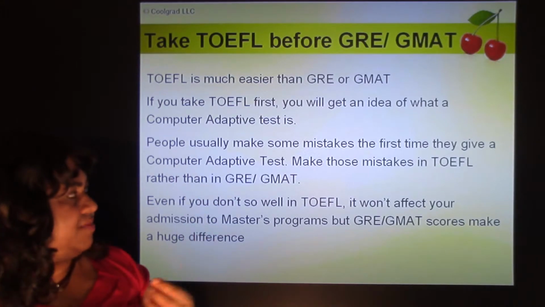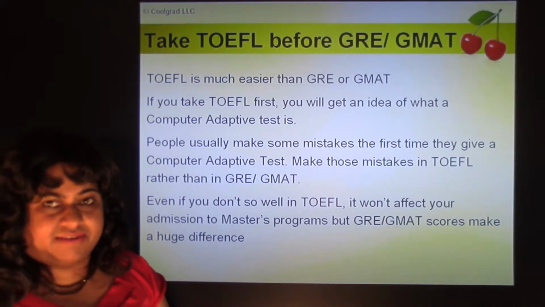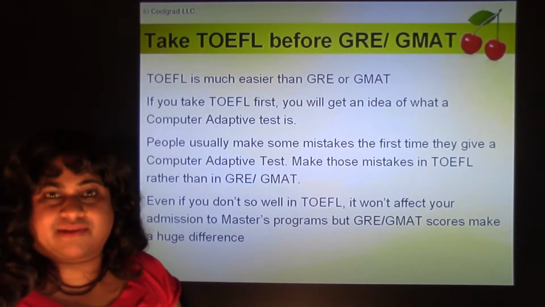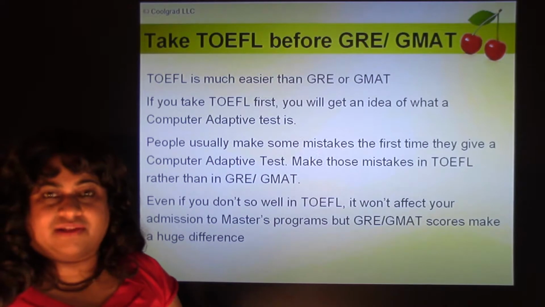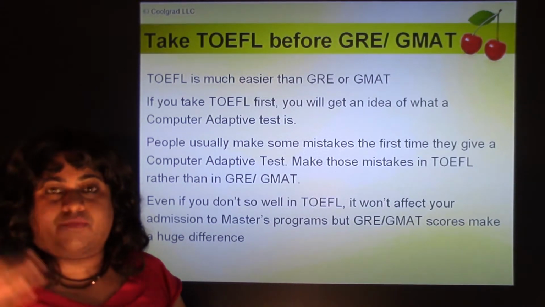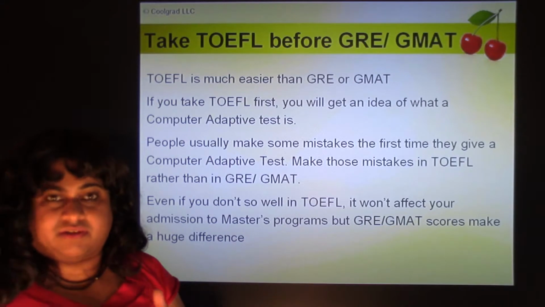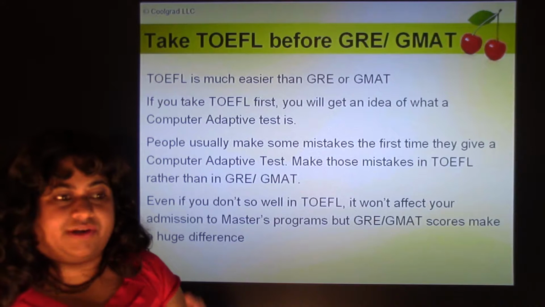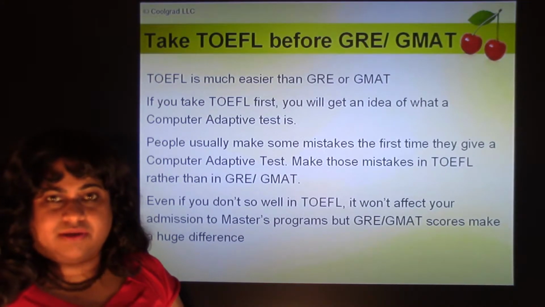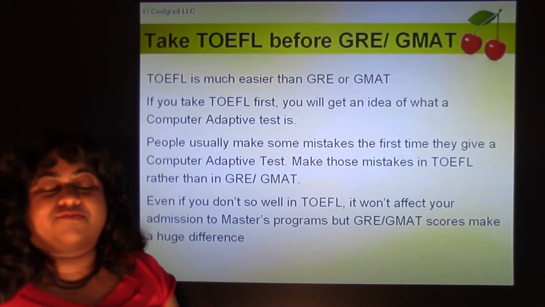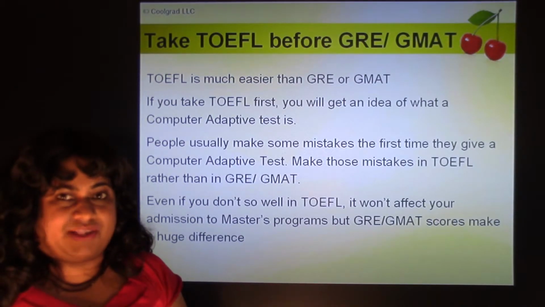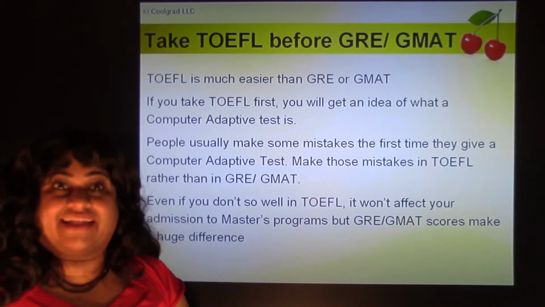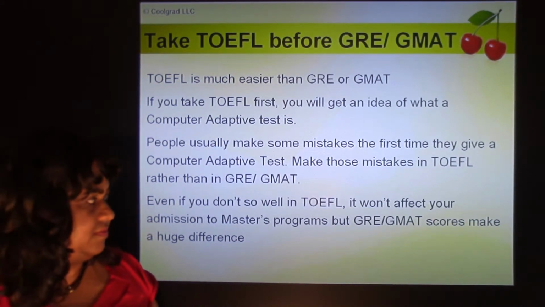People usually make some mistakes the first time they take a computer adaptive test or a computer-based test. They're not used to it, so there's a possibility of making some mistakes. Make those mistakes in the TOEFL. In the TOEFL, even if you don't max it, as long as you get above the cutoff or the average TOEFL score, that's good enough. Nobody's going to hold it against you if you get a low TOEFL score, as long as it's not below the cutoff. But if you get a low GRE or GMAT score, it's going to weigh your application down. So take the TOEFL first, get enough practice, and then take your GRE and GMAT.